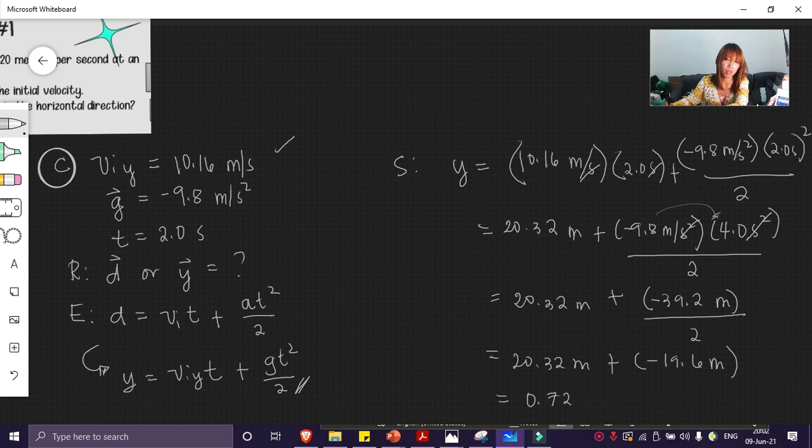Okay, so 20.32 meters plus negative 19.6 meters, the answer is 0.72 meters. This is the height of the ball after 2 seconds. So we are already done.